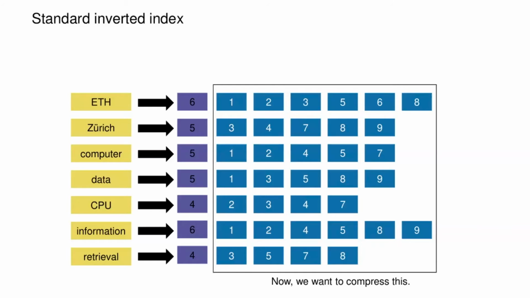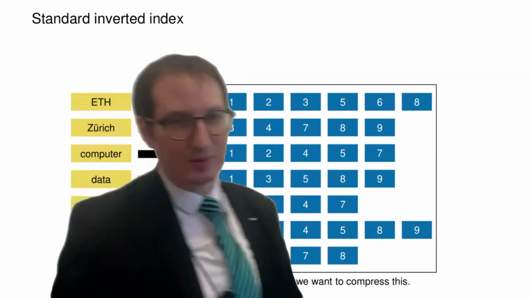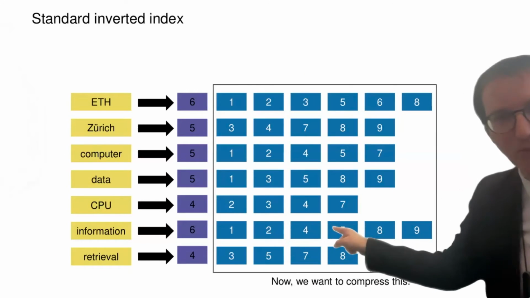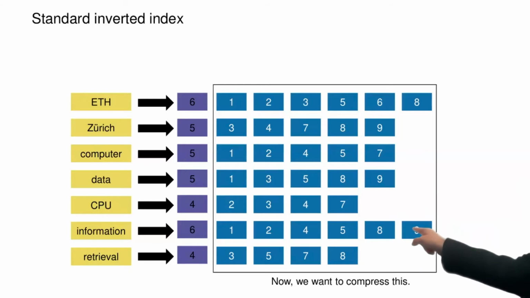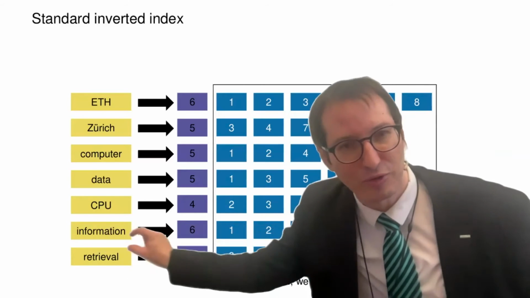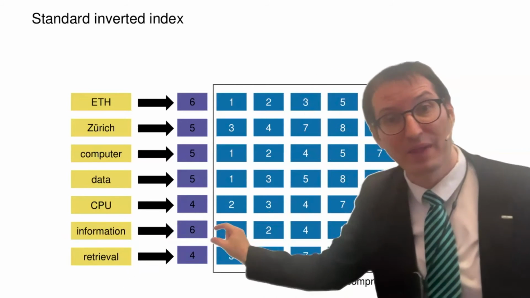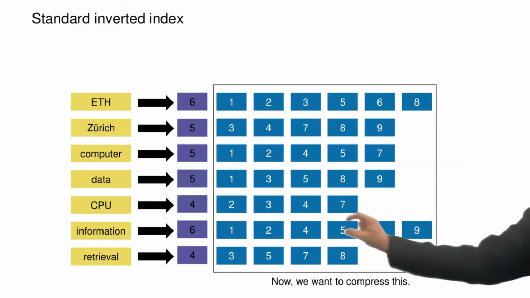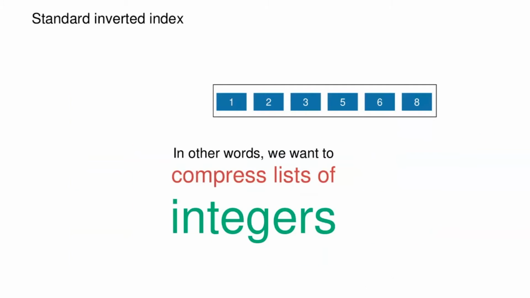So basically we have here the posting information 1, information 2, information 4, information 5, information 8, information 9, but you already have information once and for all in here, and here we only store the document ID. What is the document ID? It's an integer. So a postings list, in fact, physically in the standard inverted index is a list of integers, right?